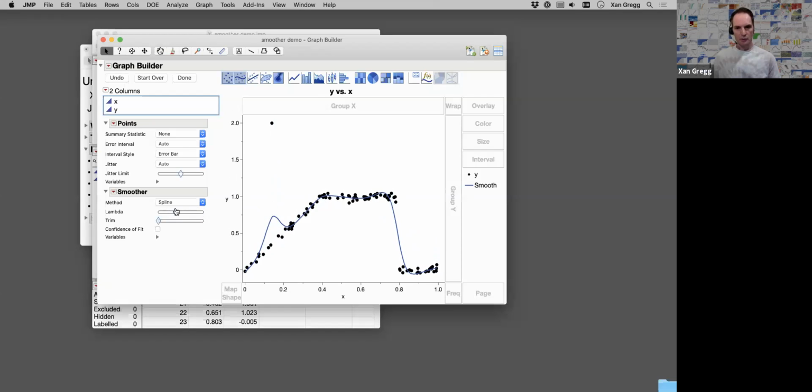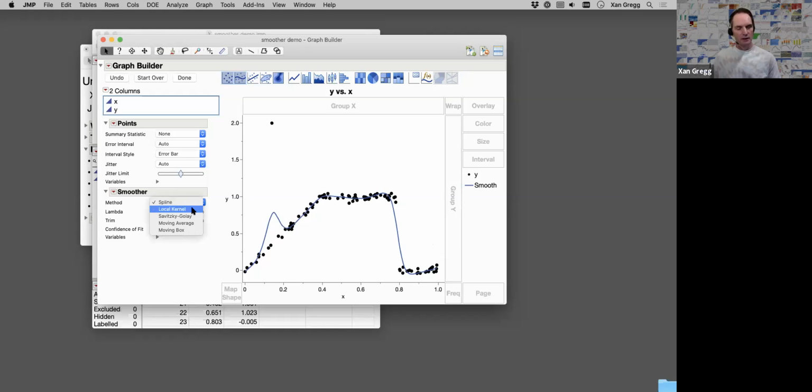There's no sharp corners, which means it can't quite get this step as looking like a step, which is okay. It's a smoother. I guess its job is to tell you that there's a step there, and you should probably be using a separate fit for this set of data points. So that's a little bit of the spline.